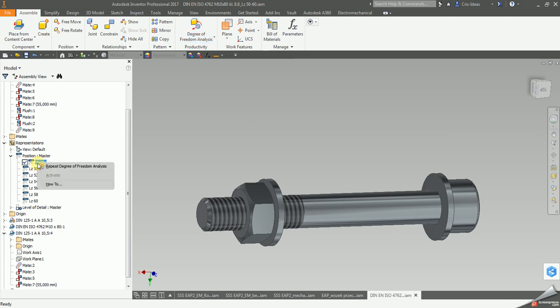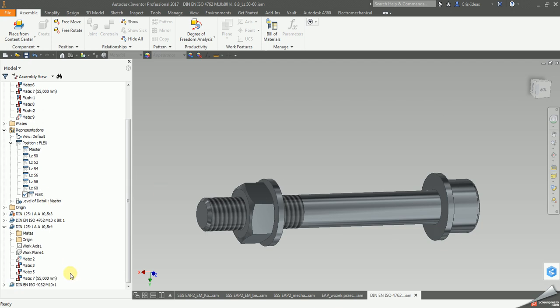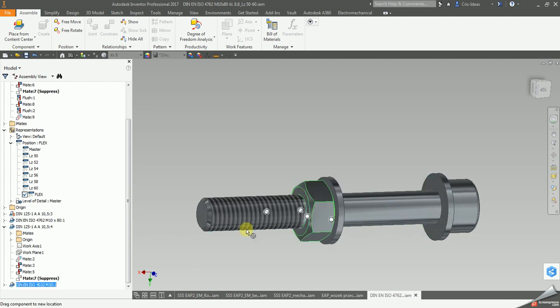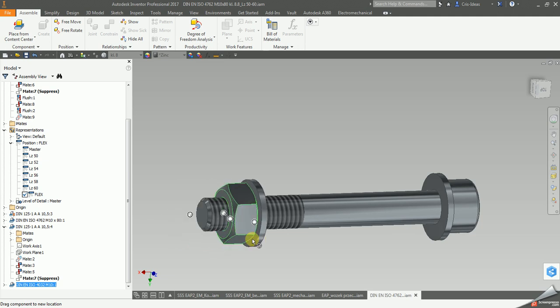I will now make an additional positional representation. I will make new position 1. I will call it flex. And in this positional representation, I intend to suppress this constraint to have a positional representation that I can use for any clipping length I desire.